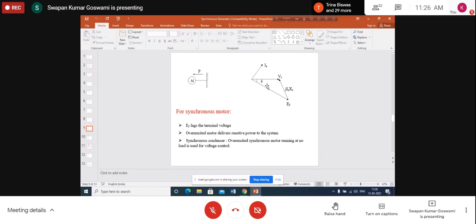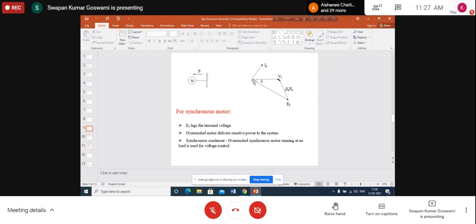Motor is a load basically. Lagging current for a motor means motor operation will be at a lagging power factor. Now when EF cosine delta is exceeding Vt, the motor is operating at leading power factor. When EF cosine delta is less than Vt, then the motor will be operating at lagging power factor.